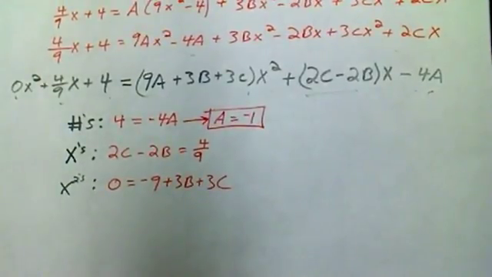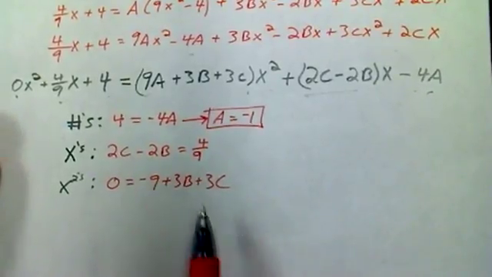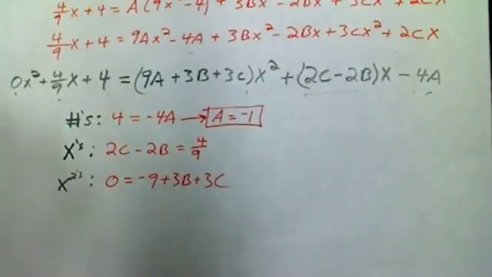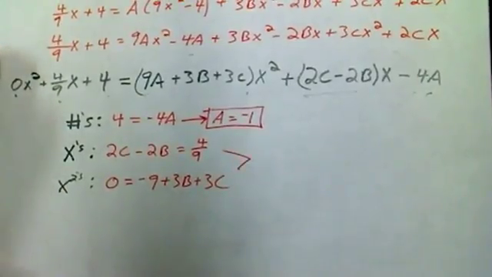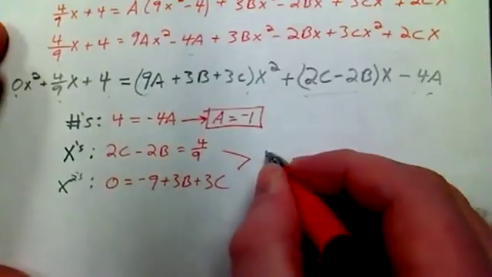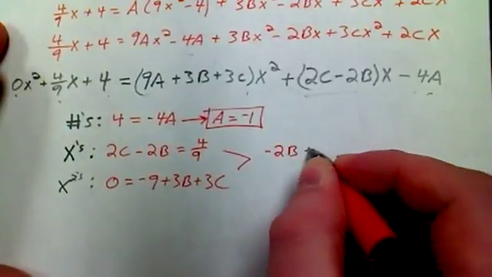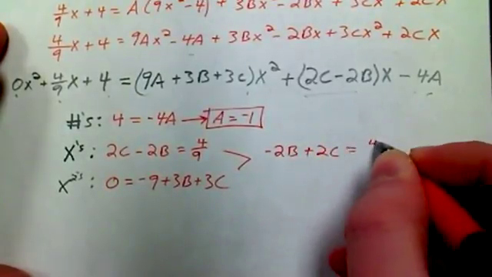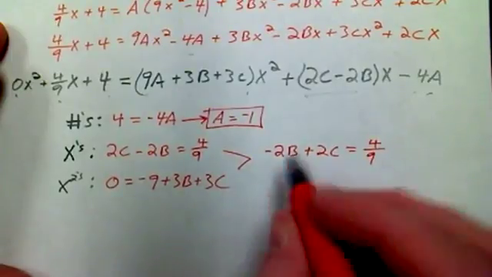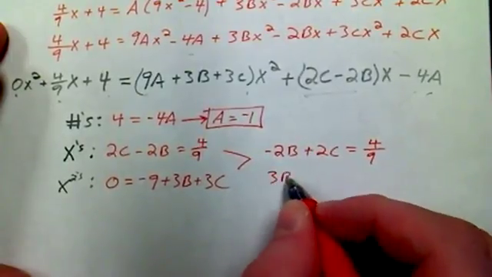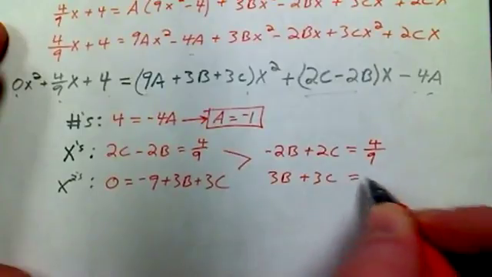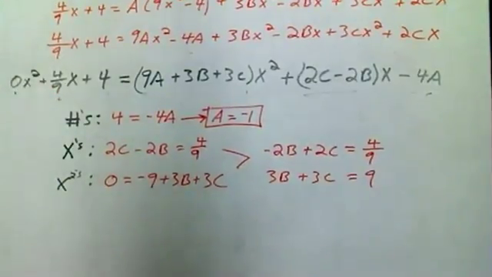Okay? So now I have a, I have a b and a c, and I have a b and a c. Well, this is a 2 by 2 system right here. Okay? So I'll write this as negative 2b plus 2c equals 4 over 9. And I'll write this as 3b plus 3c is equal to 9. That's just getting everything lined up.